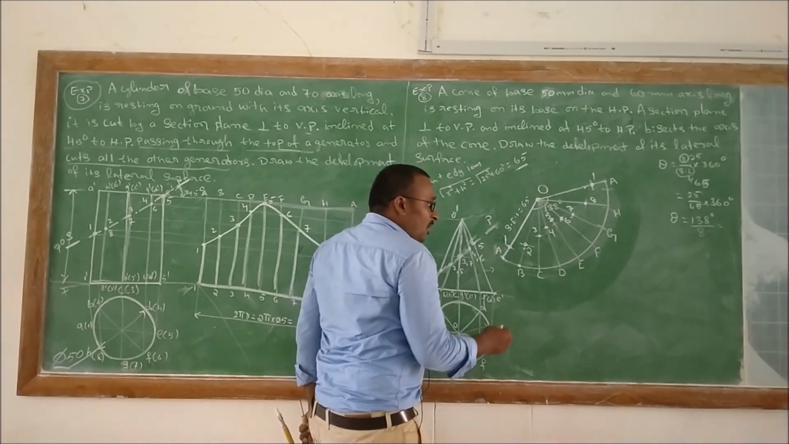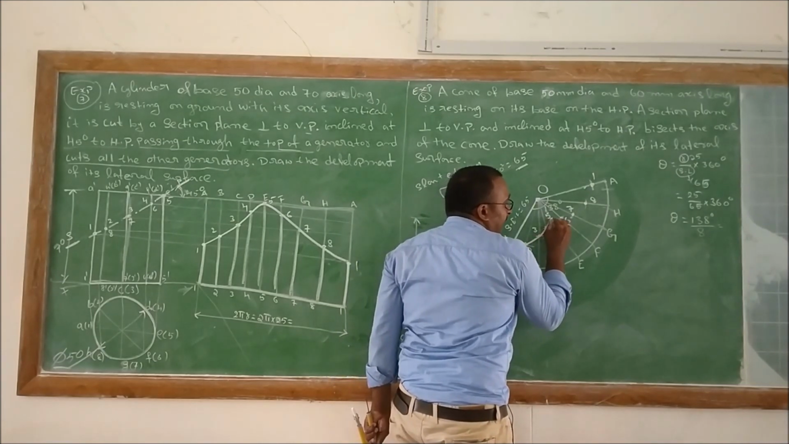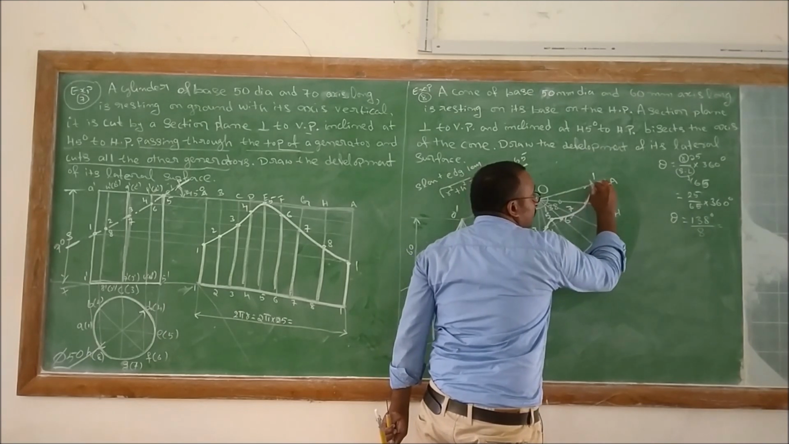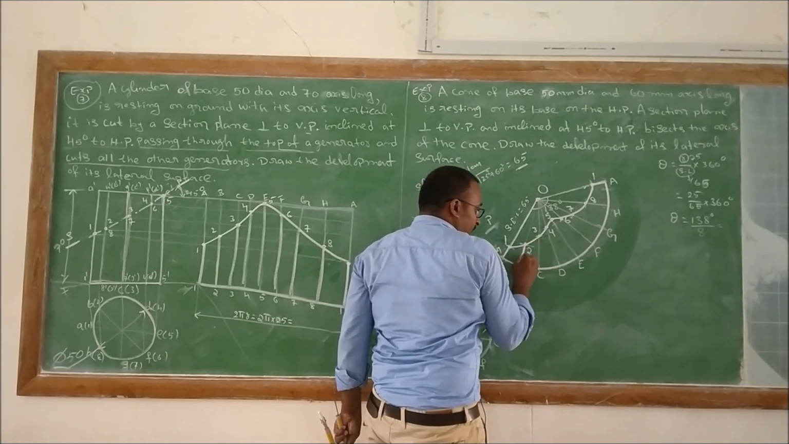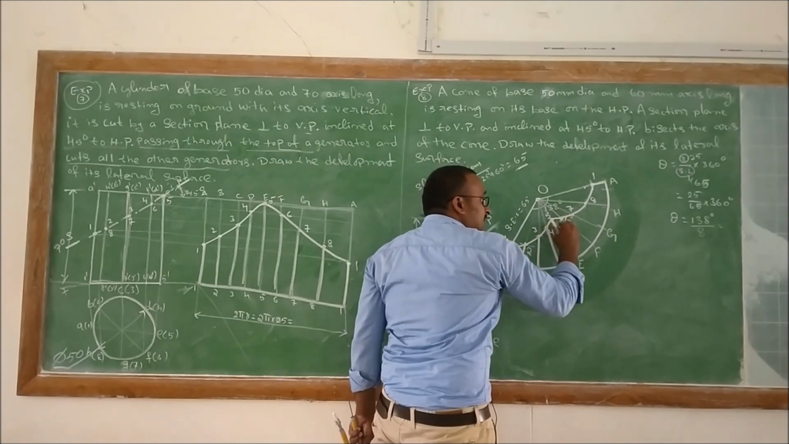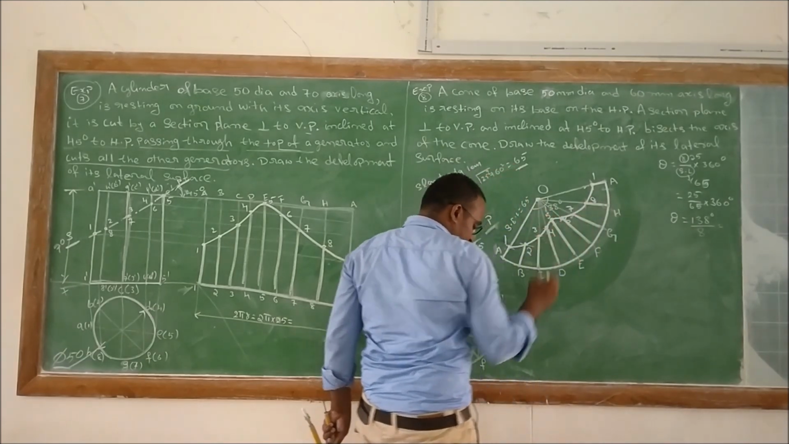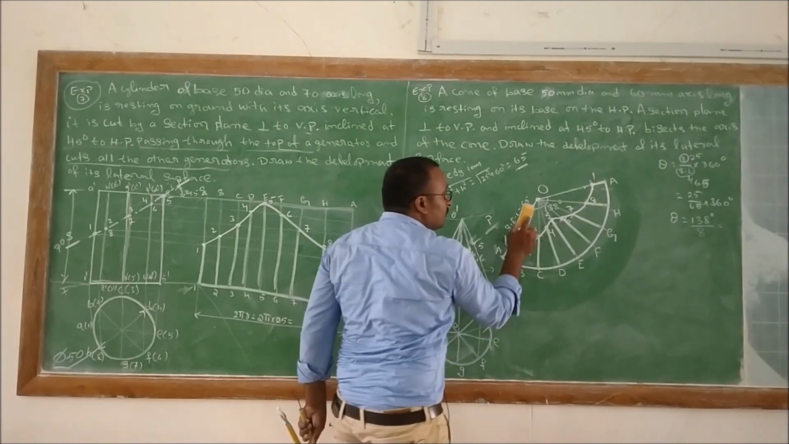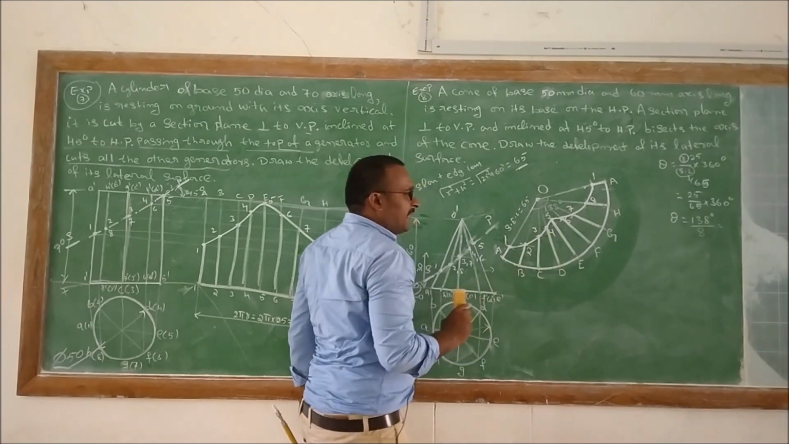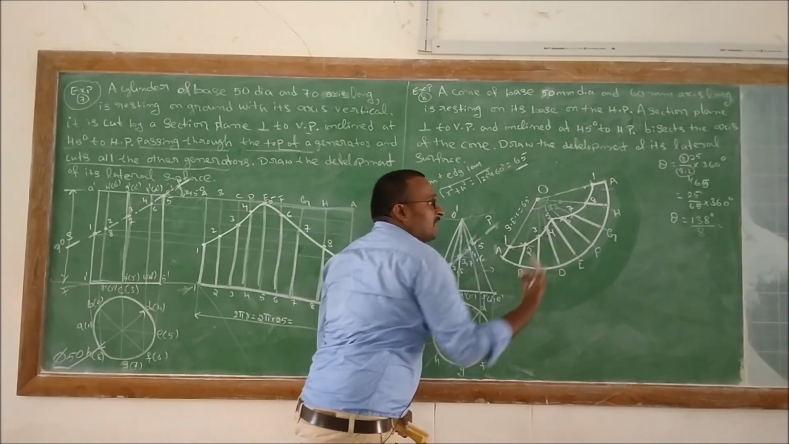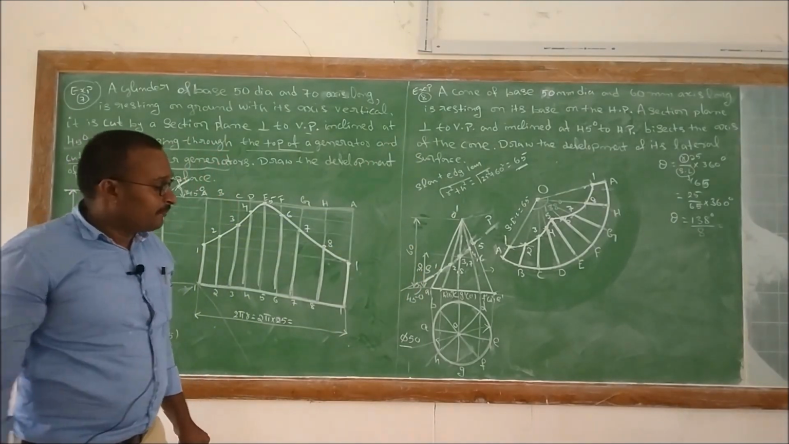Then you need to combine all the points with a freehand curve. Then this will be the truncated cone development, right? Remaining solid will be dehighlighted. So this is the development of the lateral surface of the truncated cone. Thank you.